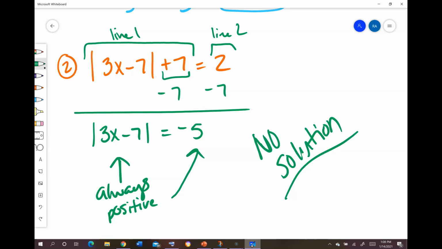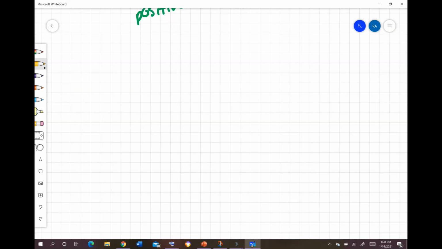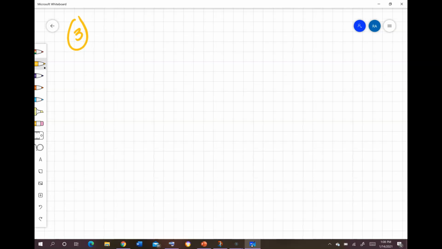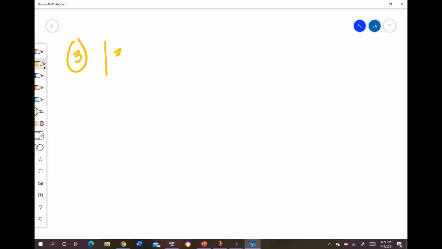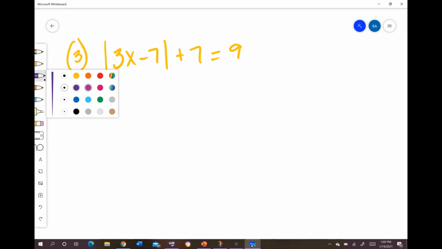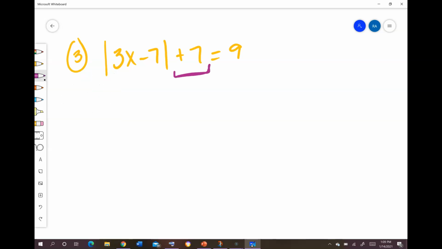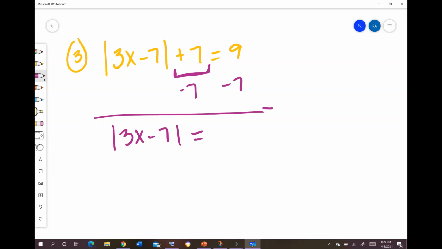All right, let's do one more. Okay, one more. So we're going to come down here, number 3. And it's going to be the absolute value of 3x minus 7 plus 7 equals 9. Again, we need to isolate the absolute value. So you need to get it isolated. And in order to get it isolated, we have to get rid of this plus 7. So we're going to subtract the 7, subtract the 7. When I do that, I get the absolute value of 3x minus 7 equals 2.